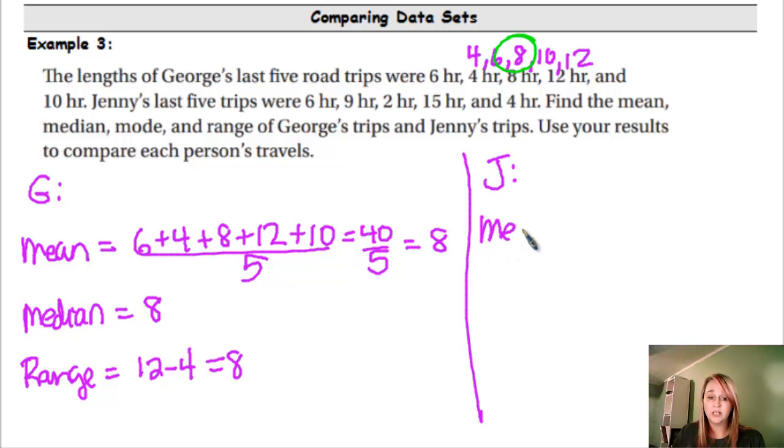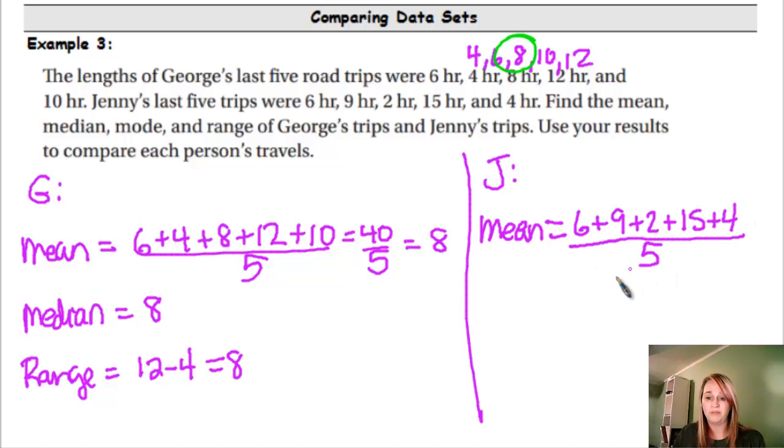Let's talk about Jenny. Let's find her mean. So to find Jenny's mean, we have to take 6 plus 9 plus 2 plus 15 plus 4 and divide by 5. So for her, we get 36 divided by 5, which is going to give a decimal, and that's okay. Sometimes that's what happens. We get 7.2.